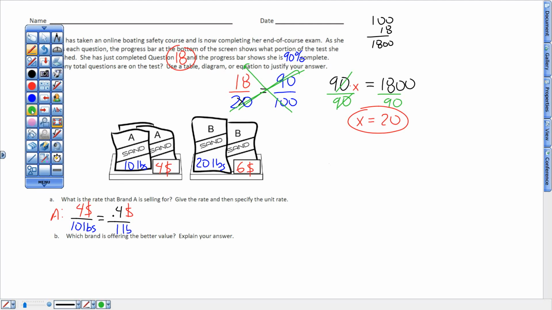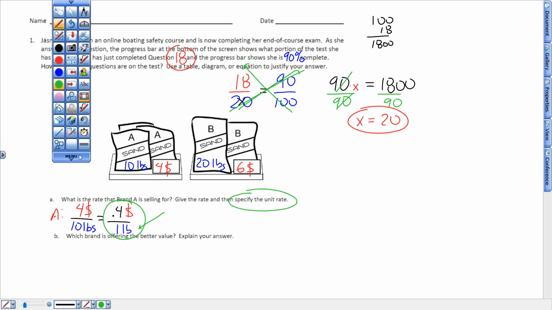This is my unit rate because I have a 1 down at the bottom. Unit rate means divide it and get a 1 on the bottom. Take that 4 and divide it by 10. That's what I did, 4 divided by 10. That's what gave me 0.4. All right, now for the next one, do it for B also, and then we'll compare.